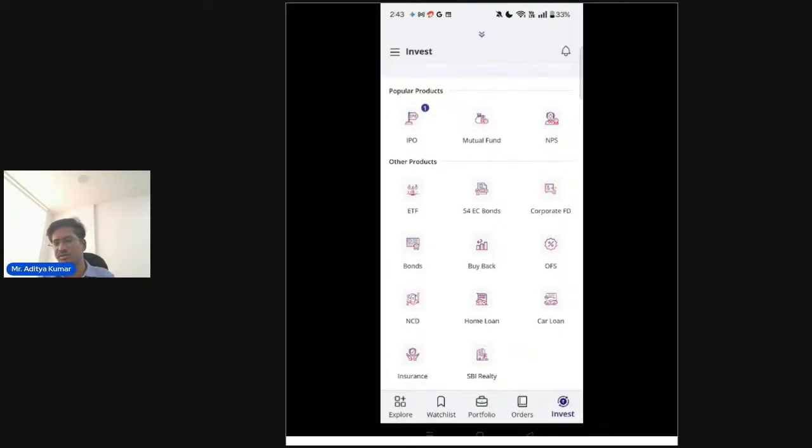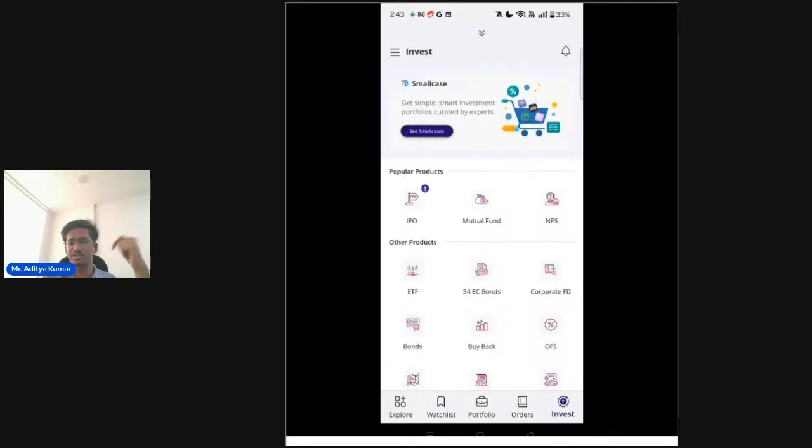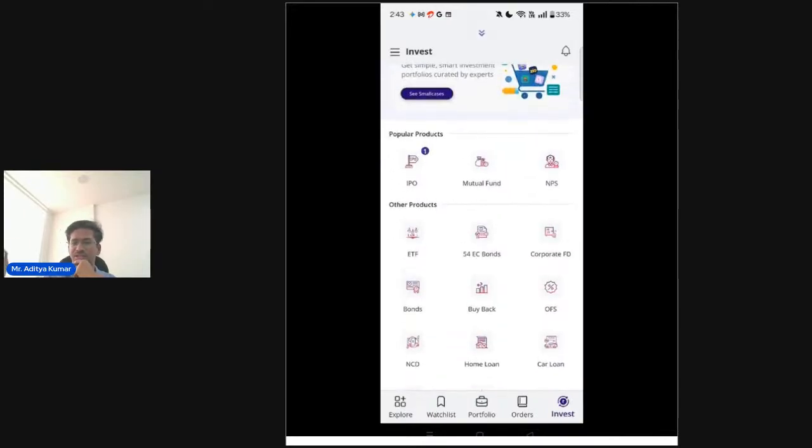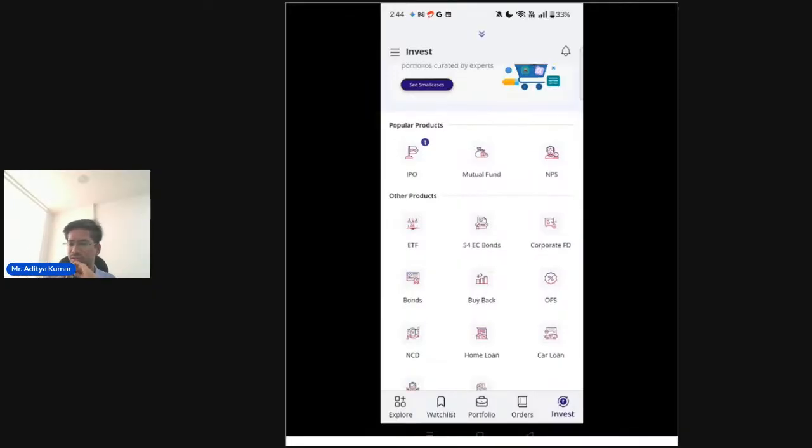Then we have smallcase, which offers pre-made portfolios of stocks based on themes like technology or healthcare. It's a way to invest in a group of stocks with a single click. You will find all the smallcases right up here in the invest section. So overall, this section brings all these options together, which makes it simple to choose what fits your financial plan.